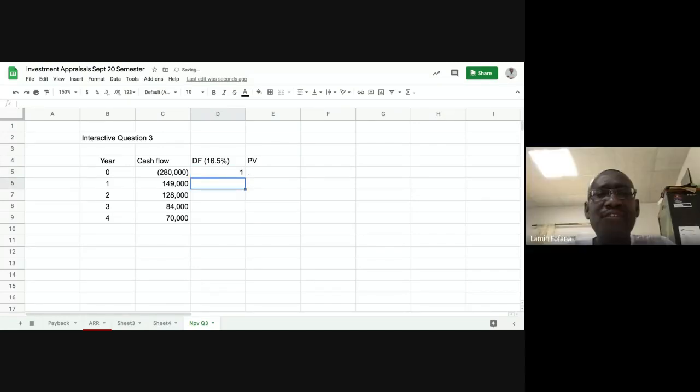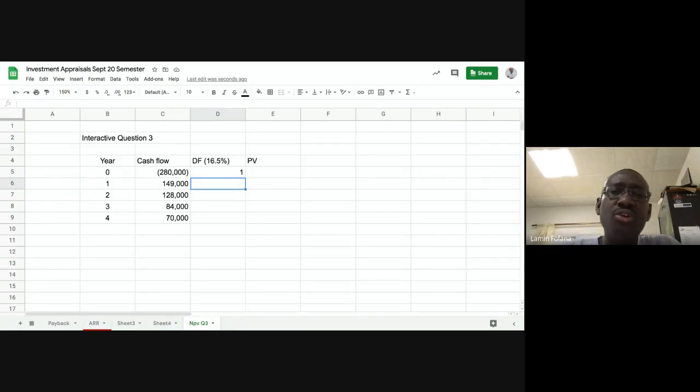Simple, 1. If you multiply 1 by any number, it gives you that number. But if you multiply any number by 0, it gives you 0. You know, 0 is very powerful. We all know that from primary school. But if you multiply any number by 1, it gives you that number. So the discount factor for year 0 is always 1, because 1 multiplied by any number gives you that number. Why 1? Because we are not discounting year 0. Year 0 is already on present value.